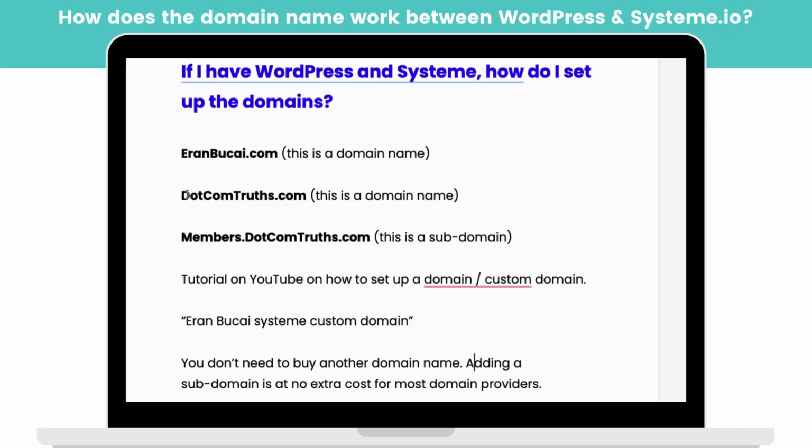So your main website will be the domain name. Your Systeme.io will be a subdomain. You can choose members, you can choose learn, you can choose membership, you can choose portal. Whatever you choose doesn't really matter. I have it as members and that's how I have mine. So that's what I would recommend you do.